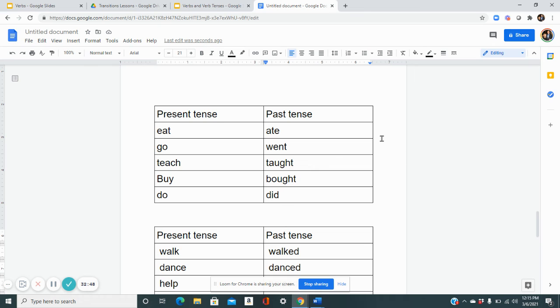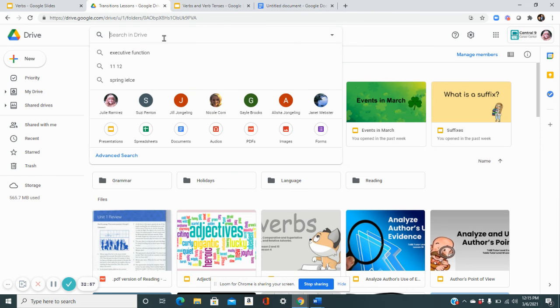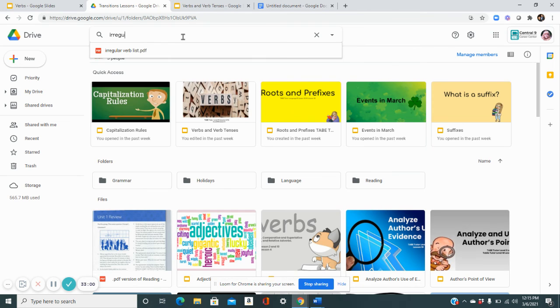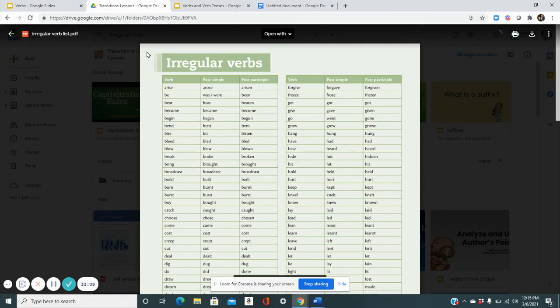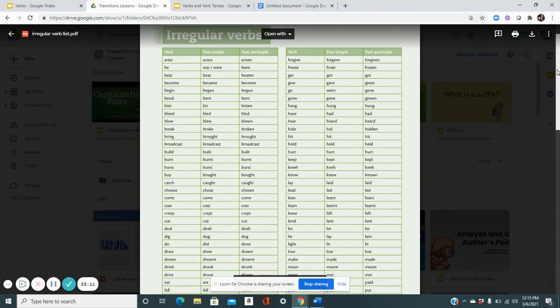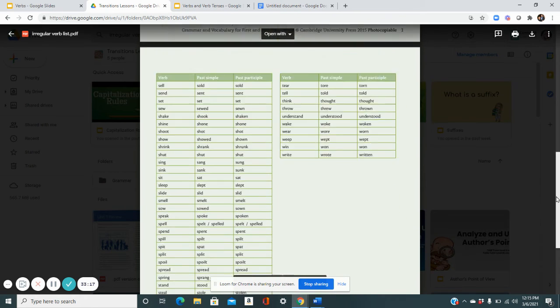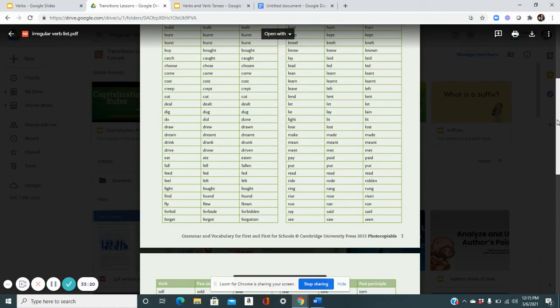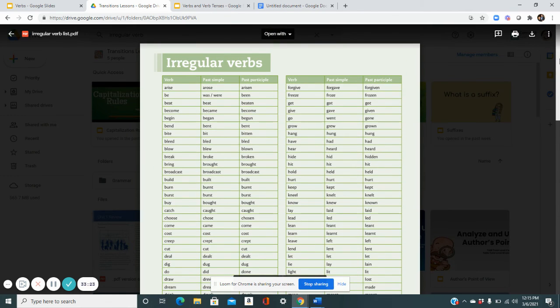In your binder, there is a list of around 100 irregular verbs. I think I can find that here to show you. Okay, so this is what your verb list will look like. There is a list of regular verbs in your binder as well, but this is the irregular verbs. It's one page front and back. You just have to memorize them. There are a lot of them. I don't want you to feel overwhelmed, but start memorizing them.